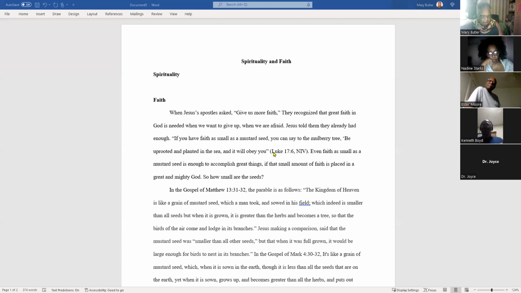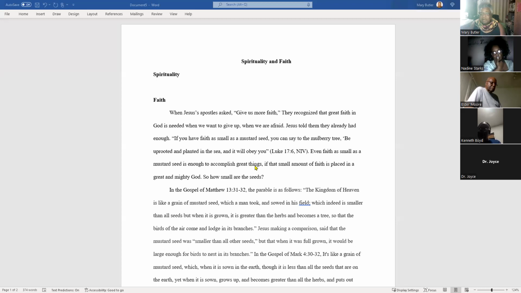Where is that scripture found? Okay. Jesus told them they already had enough. Quote, if you have faith as small as a mustard seed, and so on. And then I put down where I got it from: Luke, the NIV. And then I put, even faith as small as a mustard seed is enough to accomplish great things. This is the opening. This is the introduction.